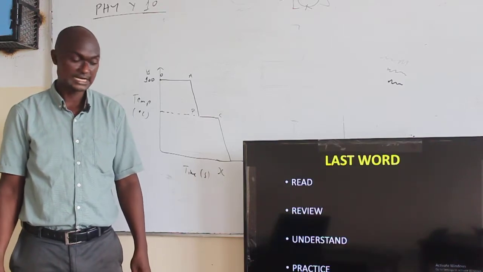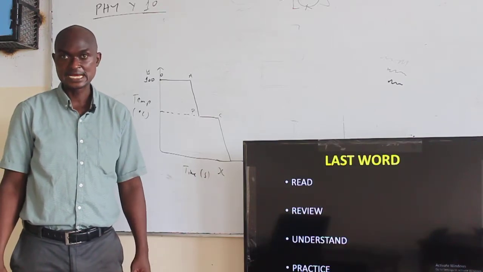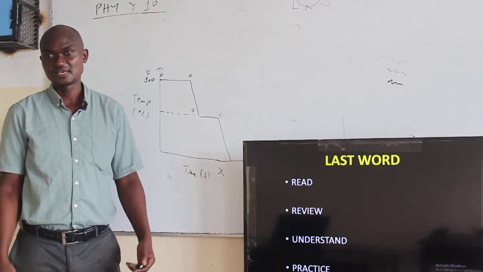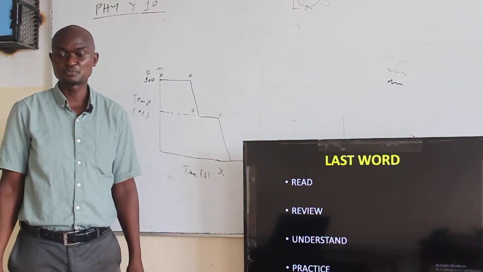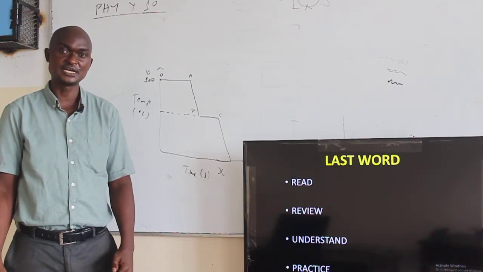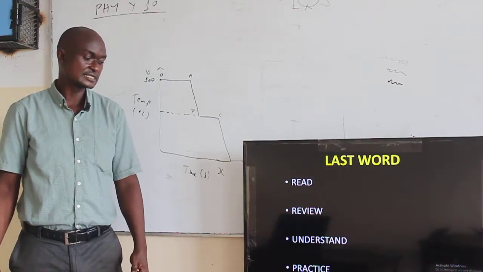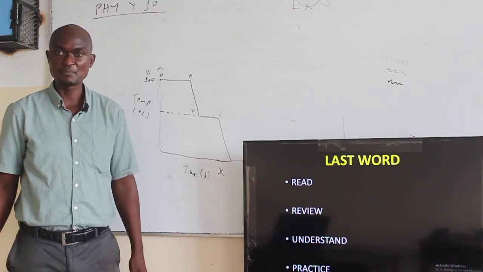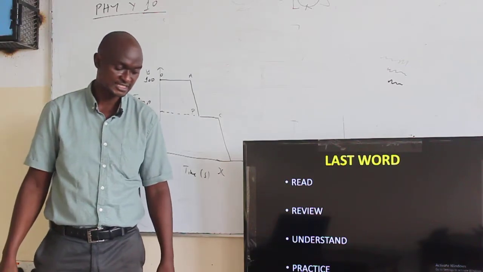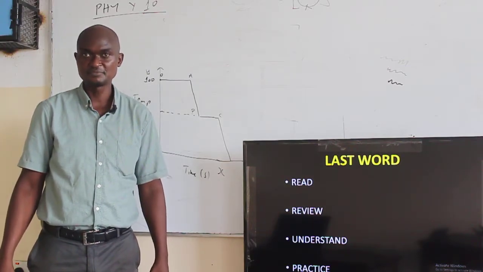Draw or illustrate what should be happening, and you can describe the changes or work out a few things from these changes. As always, read your notes, read your textbooks, revise, try to understand as much as possible, and then practice. Answer questions at the end of the textbooks, revise from your past papers, and then you will excel in physics as always. So see you next time in the next lesson.